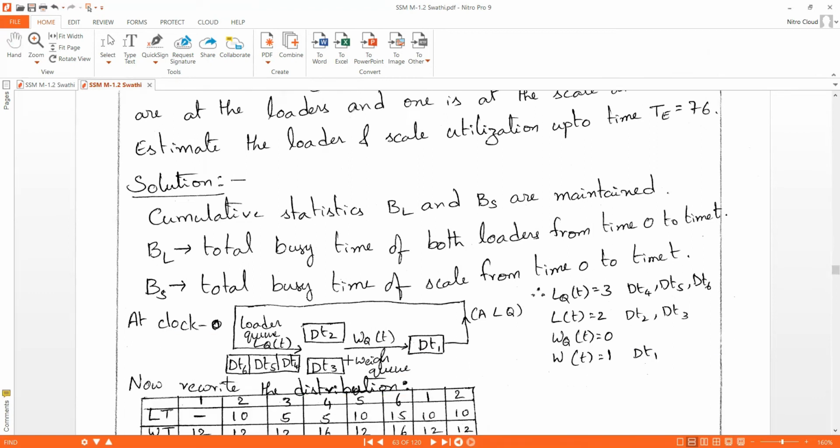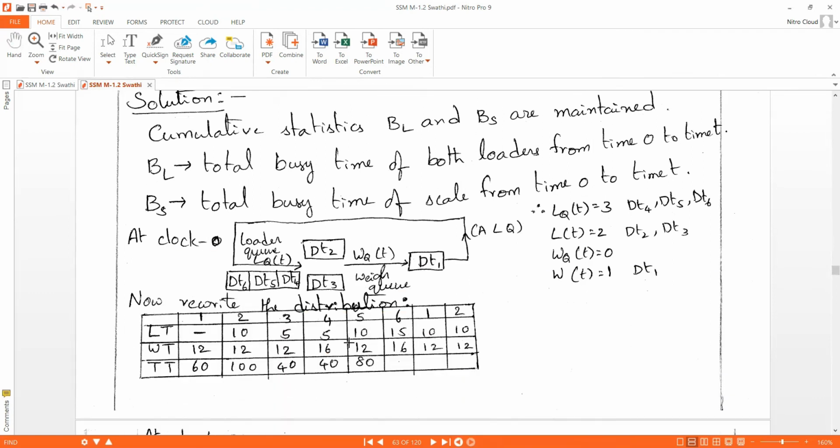Okay, we can solve this problem by first calculating the cumulative statistics, which are BL and BS. BL is the total busy time of both loaders from time 0 to time t. From simulation clock time 0 to that particular time, what is the total busy time of both loaders? Because we have two loaders, we calculate both loaders' busy time using BL.